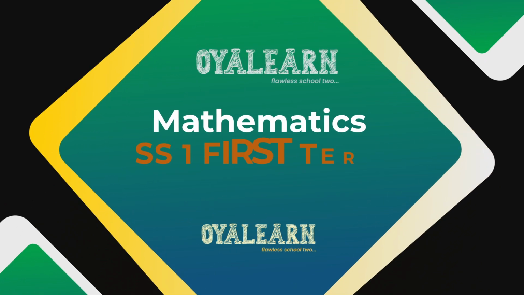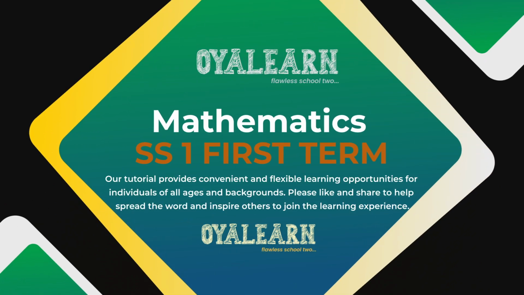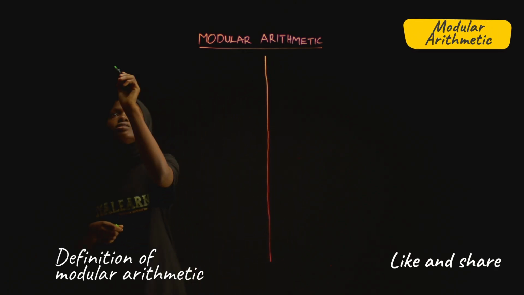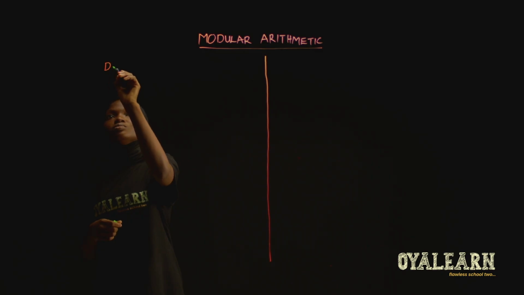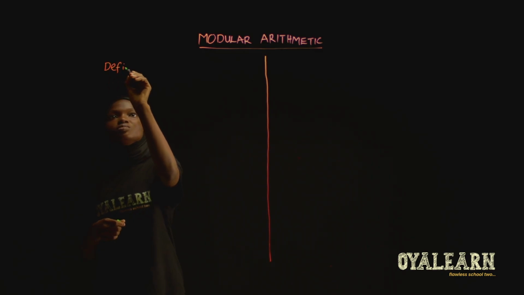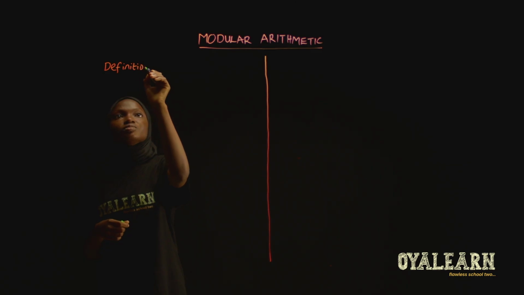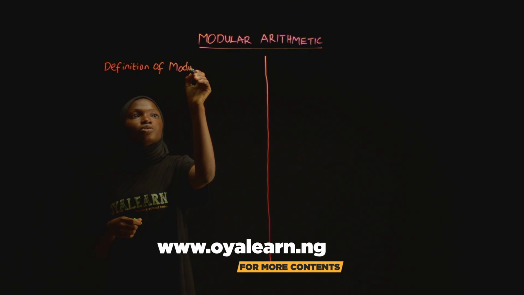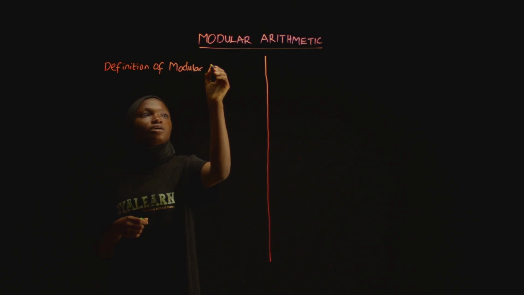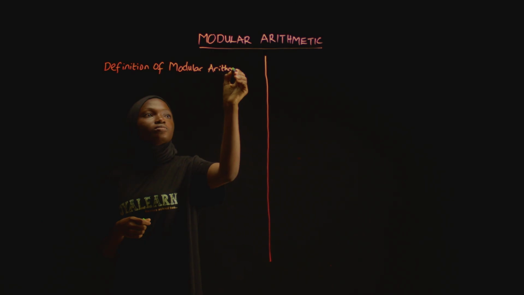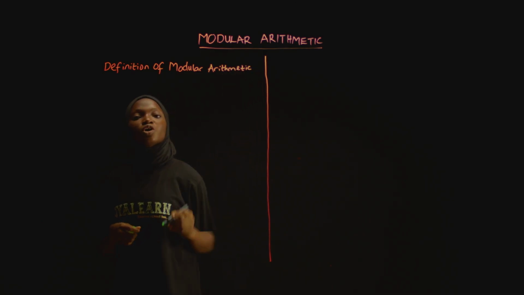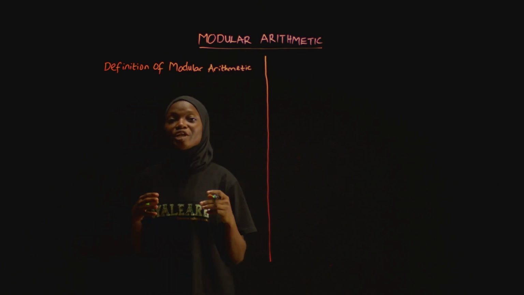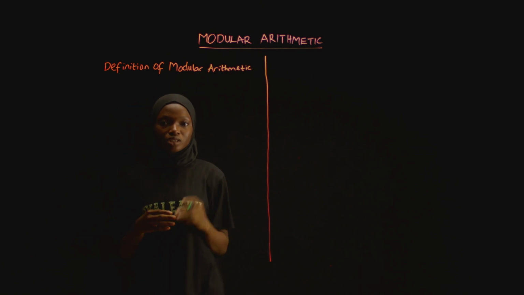Let's learn the definition of modular arithmetic. Modular arithmetic is a system of arithmetic for integers when numbers are rotated round a circle.